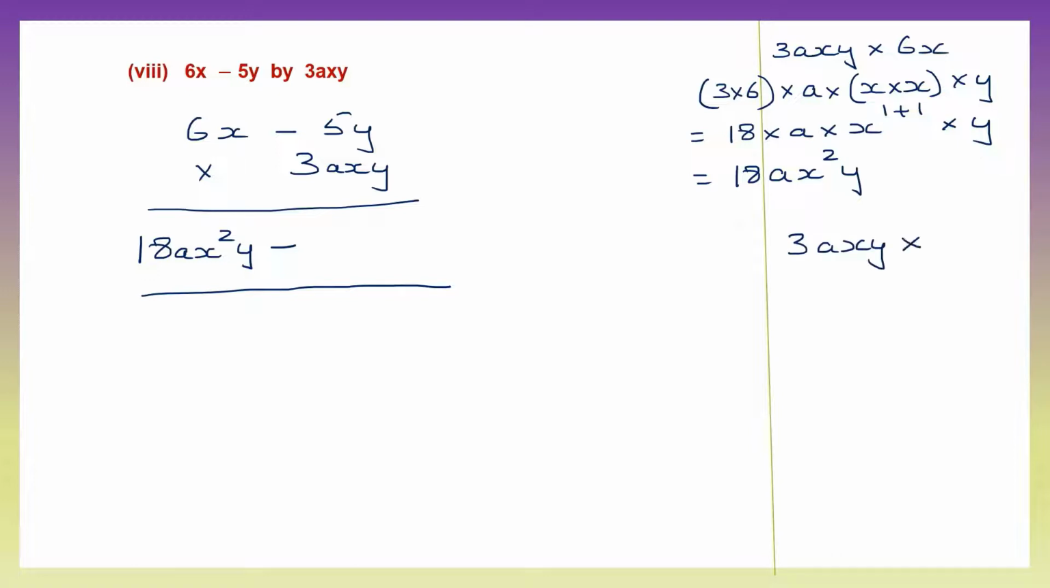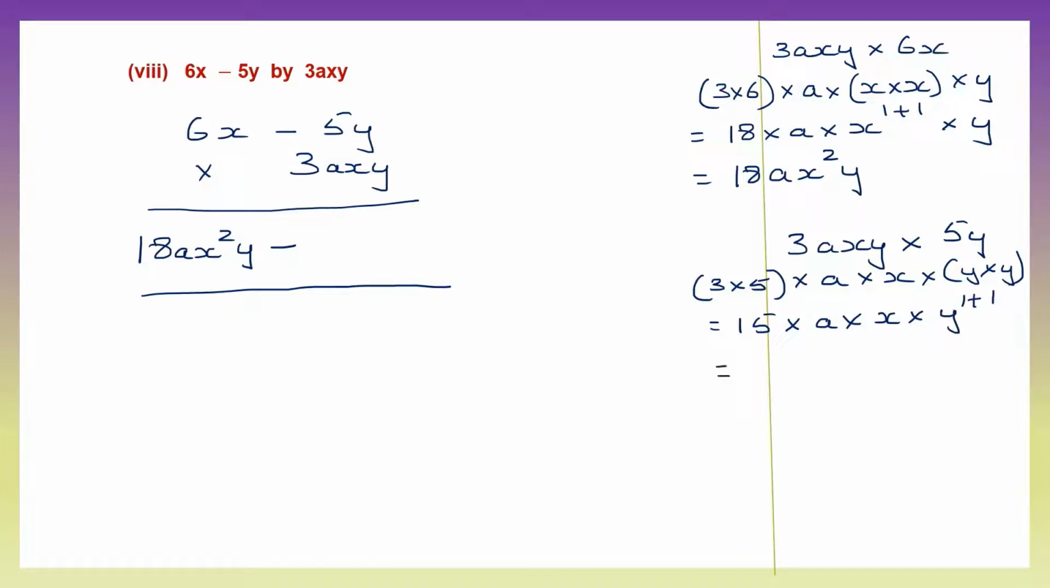Now let's put the minus sign and work out 3axy into 5y. So let's take the numbers 3 into 5 into, there's only one a, there's only one x, there are two y's, y into y. So this becomes 3 5s are 15 into a into x into y to the power of 1 plus 1. So that is 15 a x y square.